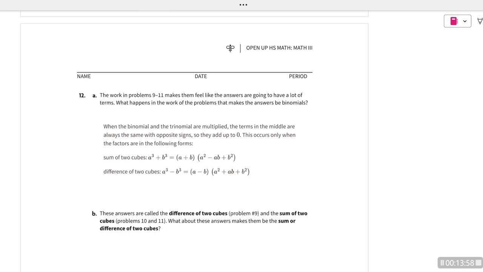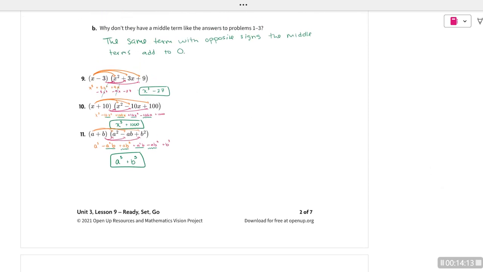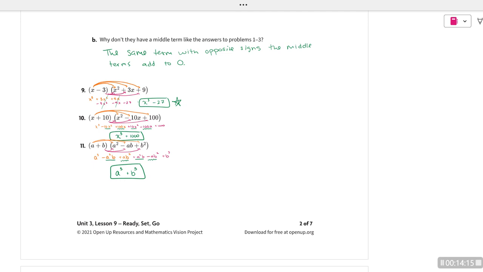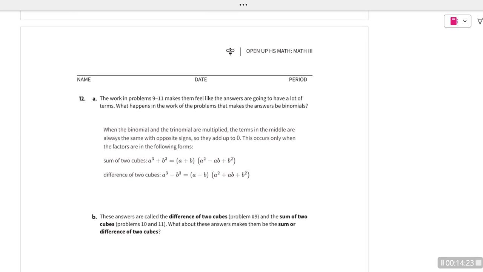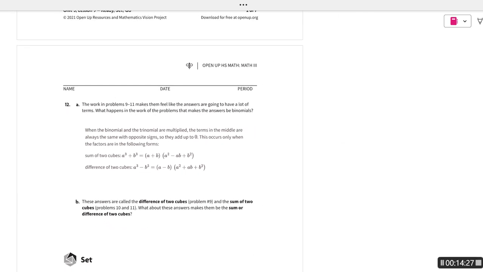Now, part B says, these answers are called the difference of two cubes, which we saw in problem 9, and the sum of two cubes, which is problem 10 or 11, right? So in number 9, we saw a minus sign in between, so that's why it's called a difference. In 10 and 11, we see that there's a plus sign in between, so those are the sum. So, difference and sum. What about these answers makes them the sum or difference of cubes?